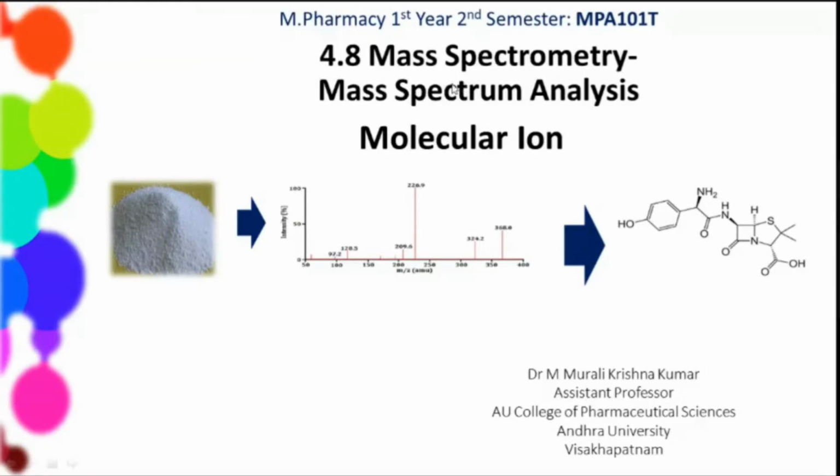In continuation of our discussion on mass spectrometry, or mass spectrum analysis, today we will see what exactly the mass spectrum is and how to determine the molecular ion, and also a little more information regarding how to read the mass spec for extracting the best information out of the available data.